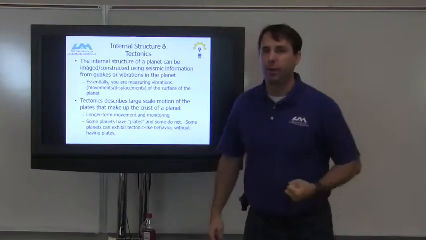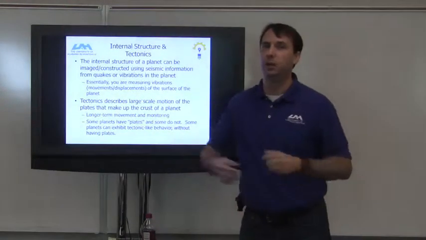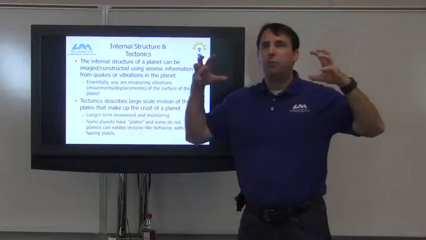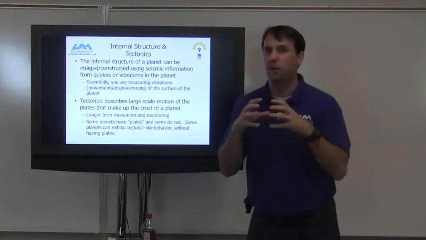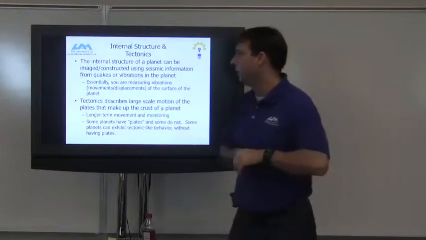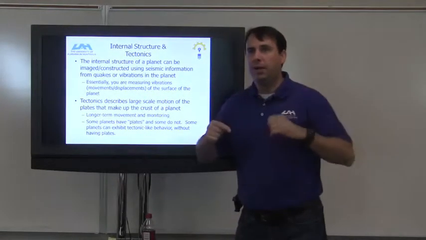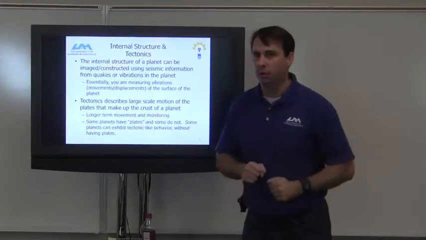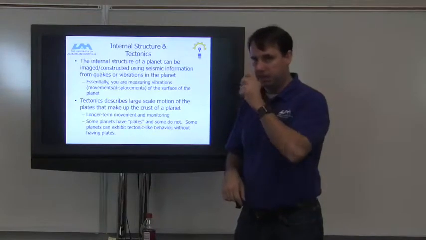We use earthquakes, or if we're not on Earth, we use a quake on another planet, like on Venus, it's a Venus quake. We use the quakes in the planet itself to determine what the planet looks like on the inside. I'll tell you how to do it in a second. But when you're determining internal structure, you're not actually measuring internal structure. You're going to be measuring vibrations, okay?